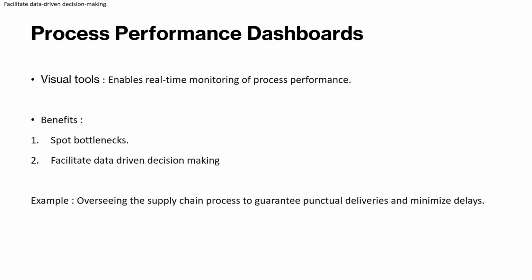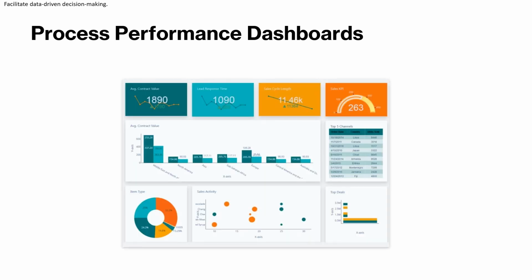And then next is the process performance dashboard. These dashboards are visual tools that display real-time performance metrics. They help managers and stakeholders track processes, identify bottlenecks, and make informed decisions. For example, a dashboard might show the current status of tasks in a supply chain, highlighting any delays or issues. You can see on this slide how the dashboard will perform on this graph.